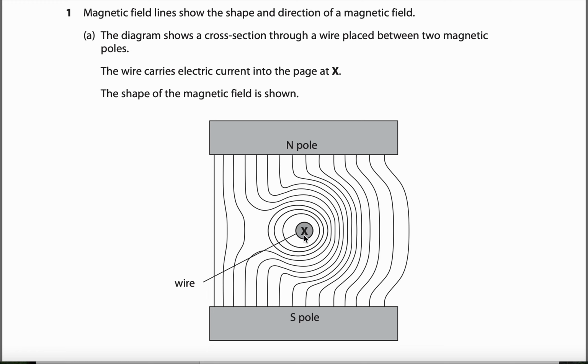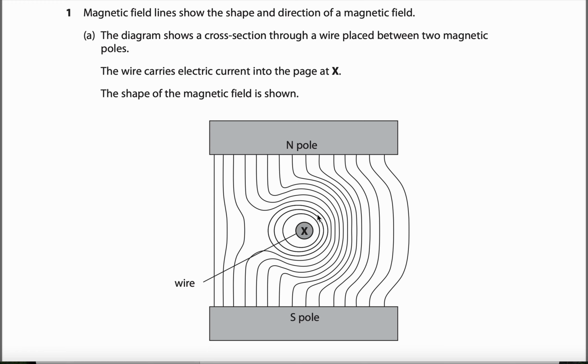So if the current's going into the page, if you remember, there's a right-hand grip rule or thumb rule where you put your right-hand thumb in the direction of the current. So you'd be putting it into the page. And that means the magnetic field lines will curl in the direction of your fingers of your right hand. So the magnetic field of the wire will be the circular part of the magnetic field. And these magnetic field lines add to the uniform field that would exist without the wire between the North and the South Pole and distort the magnetic field.